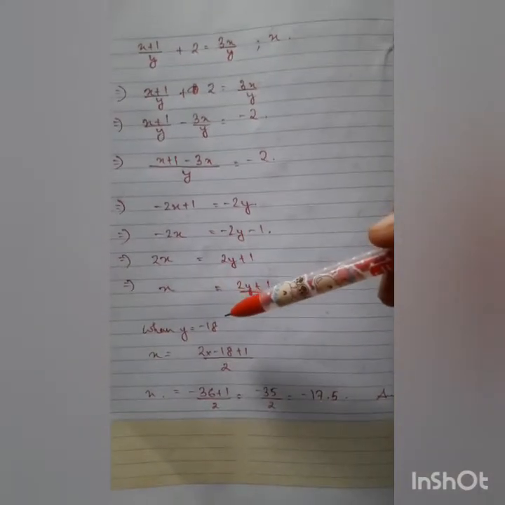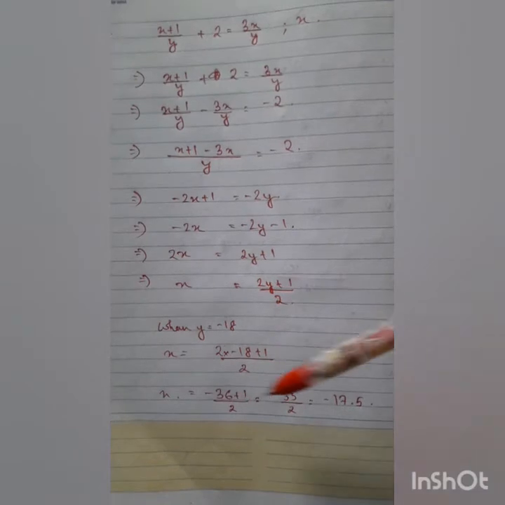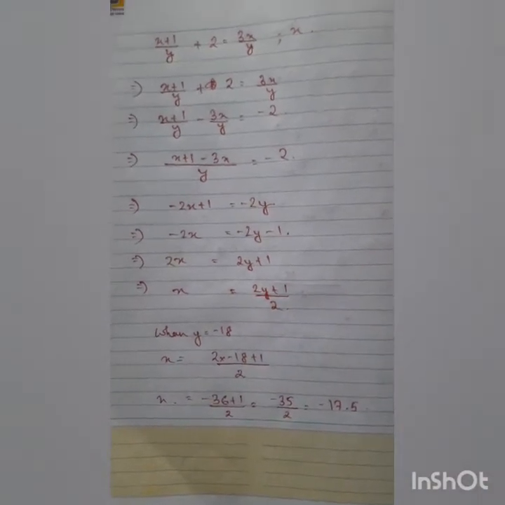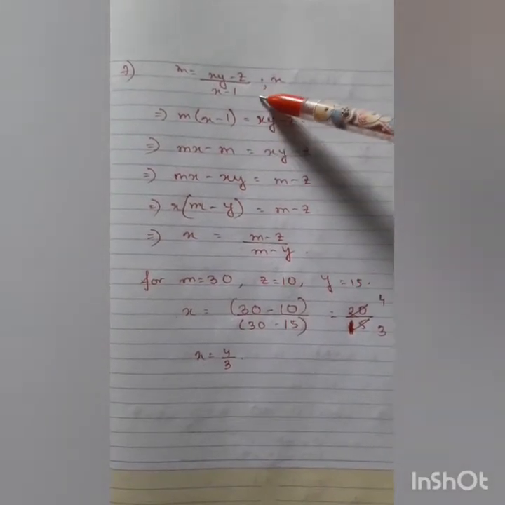Now y equals −18. I have just substituted the value of y over here and my answer of x has come out as −17.5. In question number 7, you have m = (xy − z)/(x − 1).